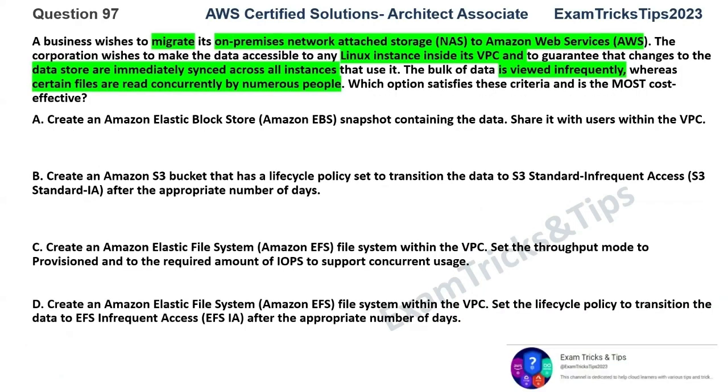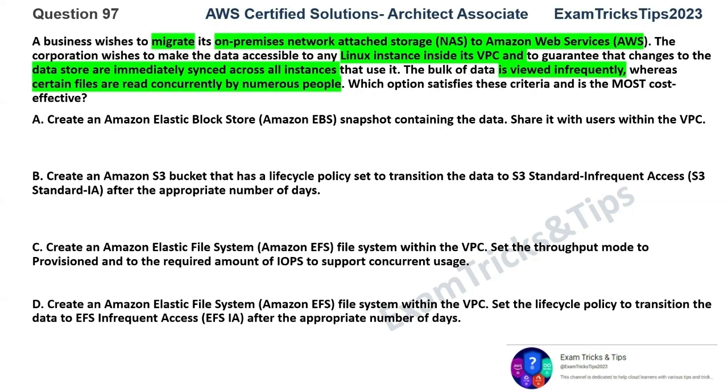Let's look at the keywords. There are a lot of keywords here. So it's a migration scenario. The business wants to migrate its on-prem network attached storage, NAS storage, to AWS. And these are Linux instances inside the VPC, and we would like data to be immediately synced. And the bulk of this data is viewed very infrequently. So that's another requirement. But when people view the data, there are a number of people concurrently. So concurrent access is a requirement, and we need a cost-effective solution.